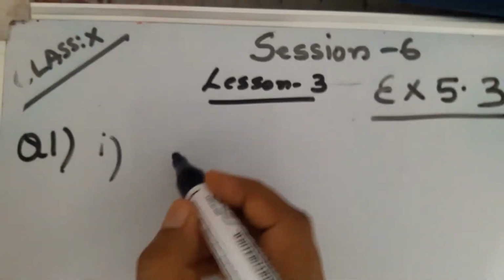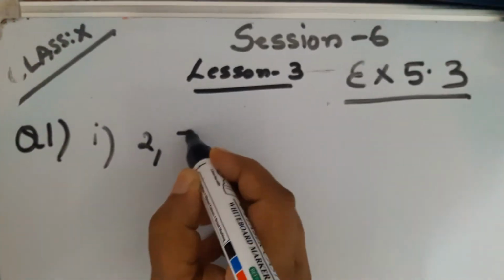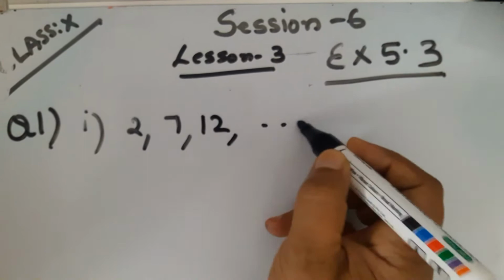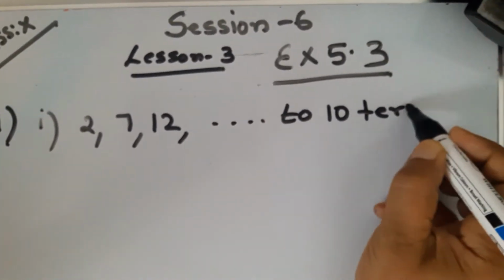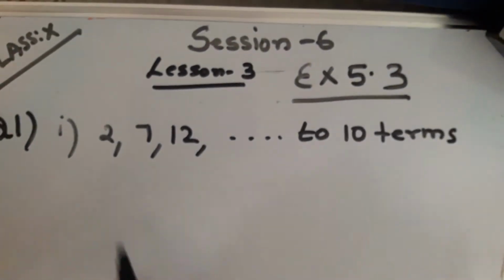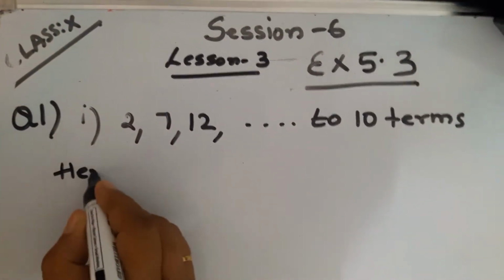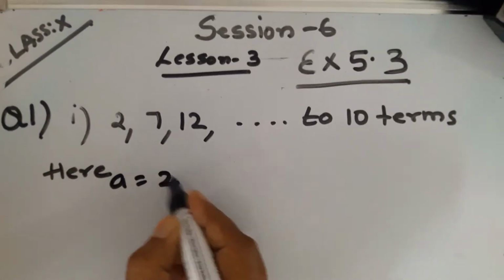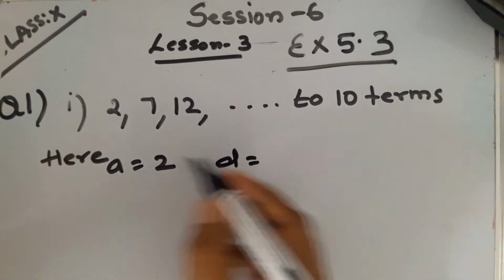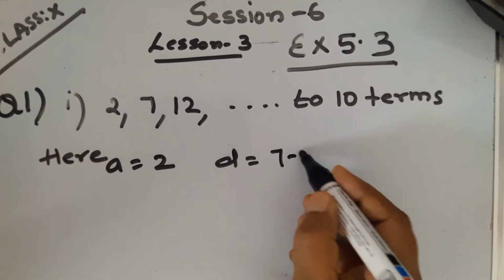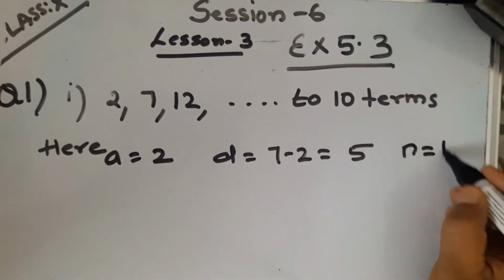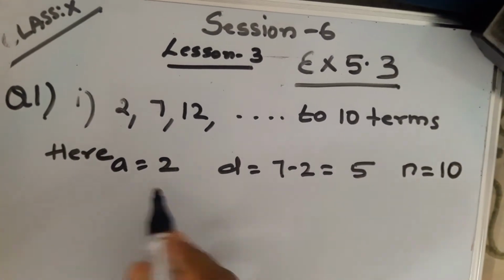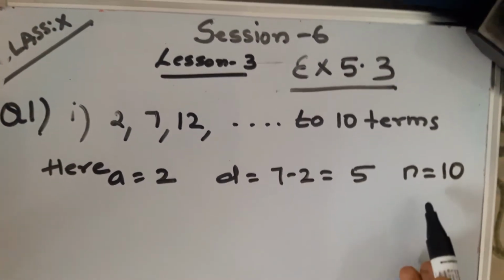So first question, the AP given is 2, 7, 12, and you have to find it till 10 terms. Now, what are the things we know here from the AP? Here we know a is equal to 2, the first term, and d is the second term minus the first term, 7 minus 2, that is 5. And n we know because they are asking you to find till 10 terms, so n is equal to 10. So three things you got to know: a, d, and n.